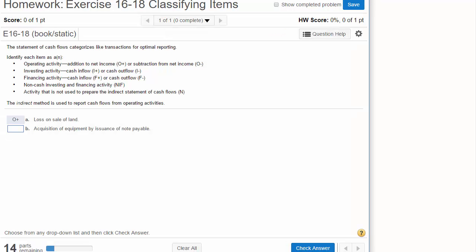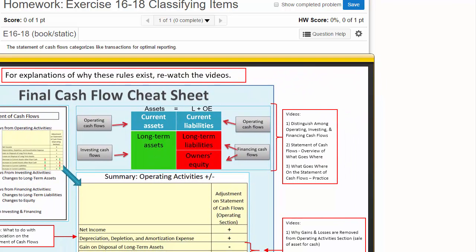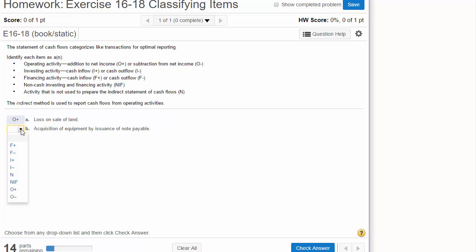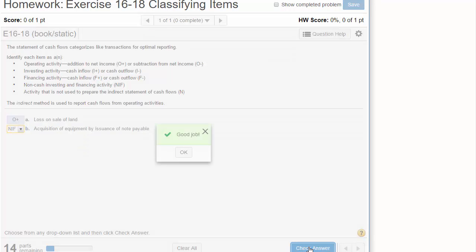Next, we've got acquisition of equipment by issuing notes payable. Normally, if we get equipment, which is a long-term asset, it goes into investing cash flows. But notice this says cash flows. Is there a cash flow if we are paying for it with a note? There is no cash flow, so this goes to non-cash investing and financing. Getting equipment is the investing portion, and issuing a note payable is the financing portion of the NIF.